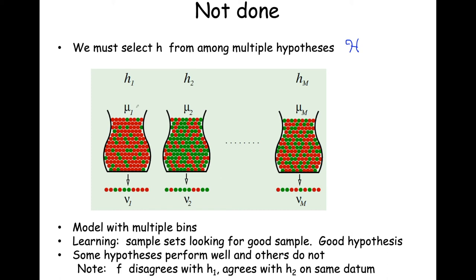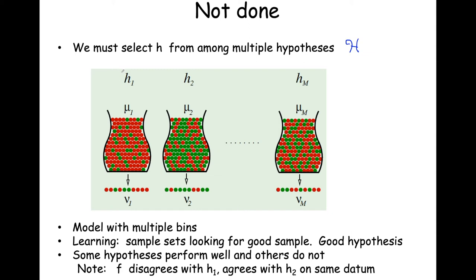Now, of course, in truth, we don't know what the mus are. That has not changed. But what has changed is that we're drawing that sample many times, once for each of big M many hypotheses. So we go to h2 and we do similarly. We have mu2 associated with the bin, and we have nu2, which is the calculated proportion of the red marbles for that sample size N. So we do that again and again for a third hypothesis, fourth hypothesis, etc., up to and including hM. Now, this looks a lot more like learning. Essentially, we're sampling, looking for a good sample, and we're trying to use those samples to find a good hypothesis. So some hypotheses will work really well, and others do not.